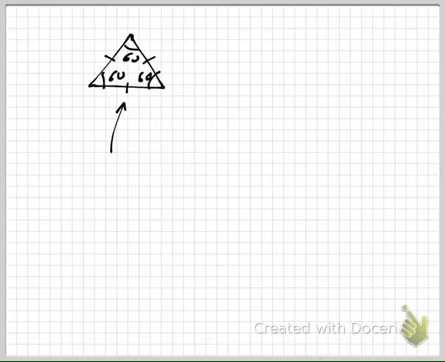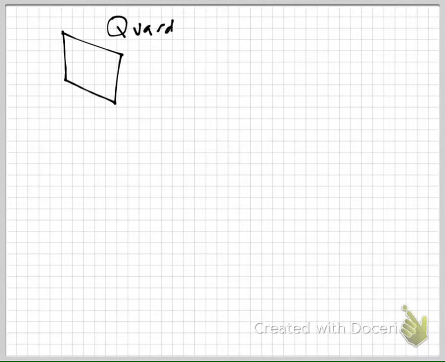It's obvious. Okay? All right, now we're going to talk about four-sided polygons. And that is this. Any four-sided figure is called a quadrilateral.